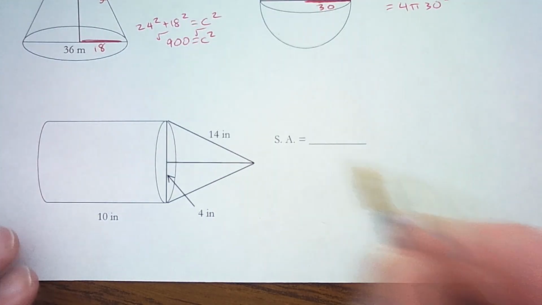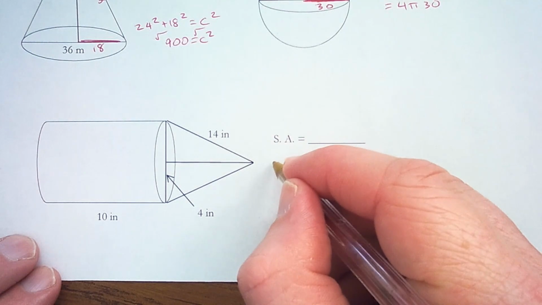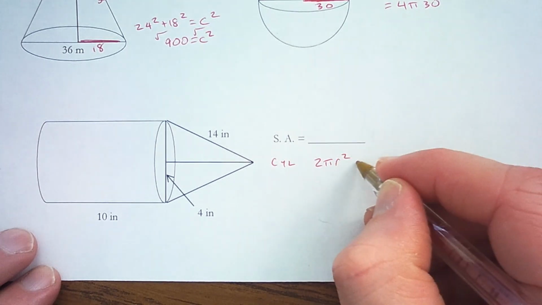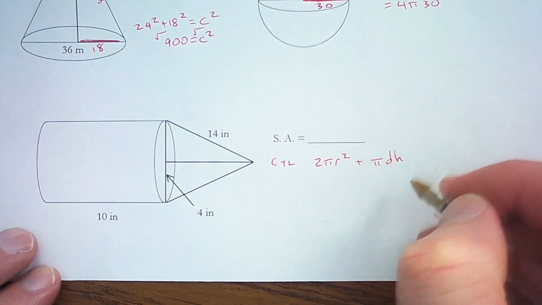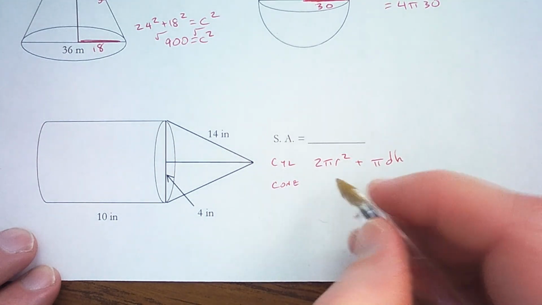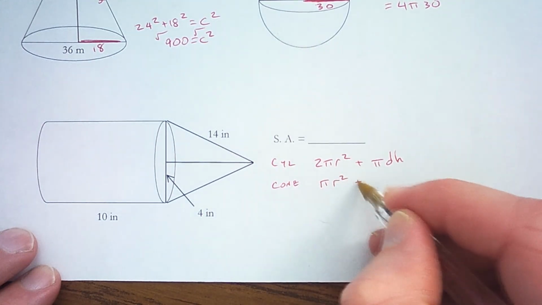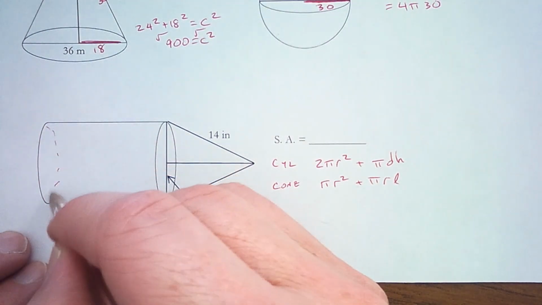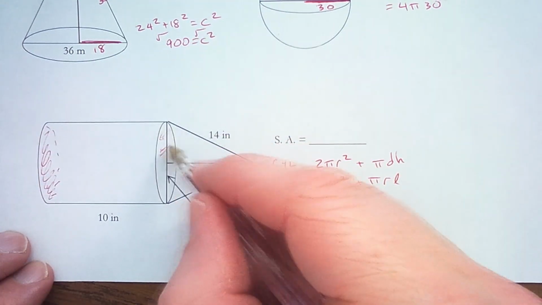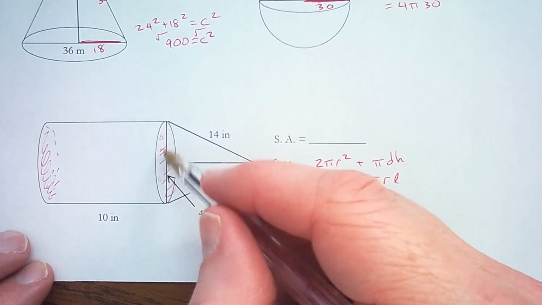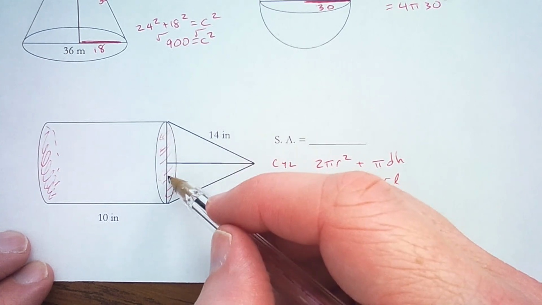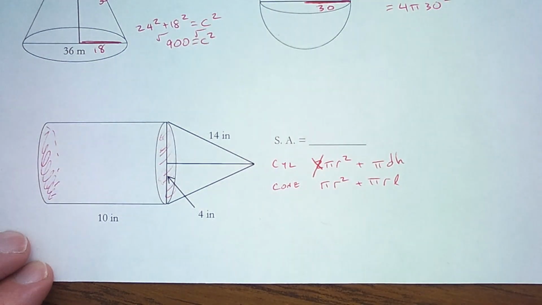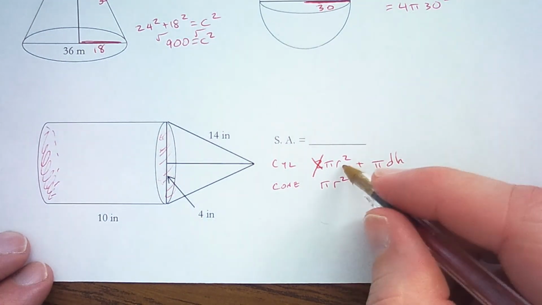And last we have a cylinder and a cone. For a cylinder, the surface area is 2 pi r squared plus pi d h. And for a cone, the surface area is pi r squared plus pi r l. Now, this cylinder has a base over here and a base right here. But this base right here is covered up by the cone, so it's not actually on the surface of this figure. So for the surface of this figure, I only want one base, just pi r squared.